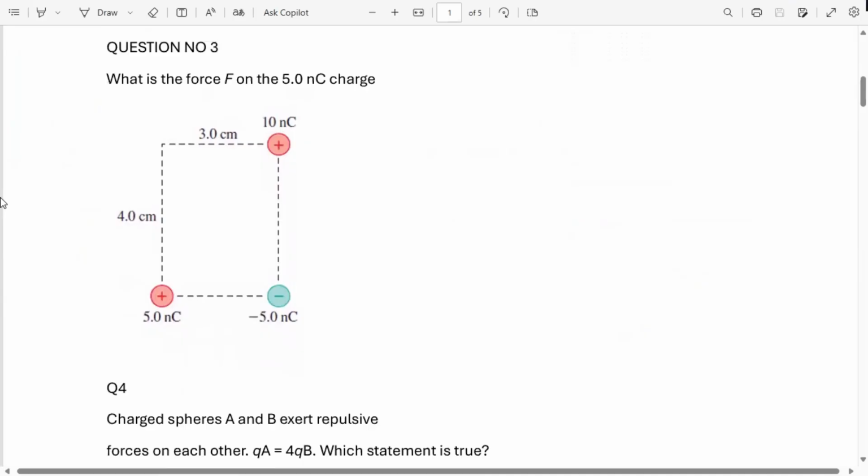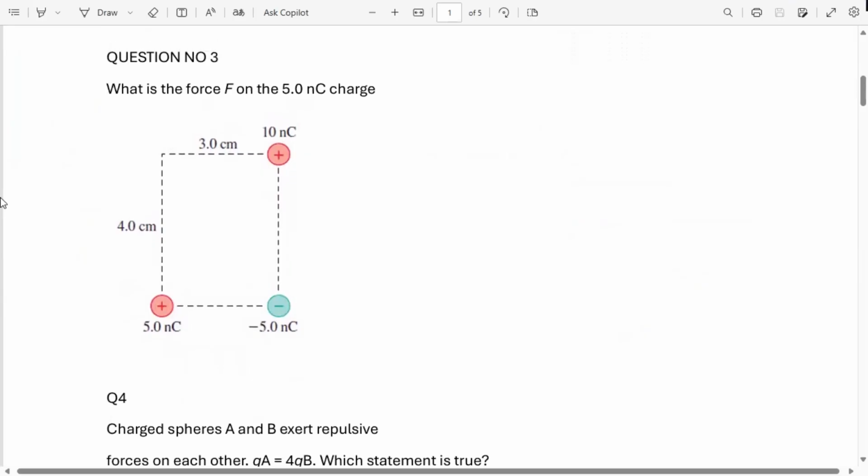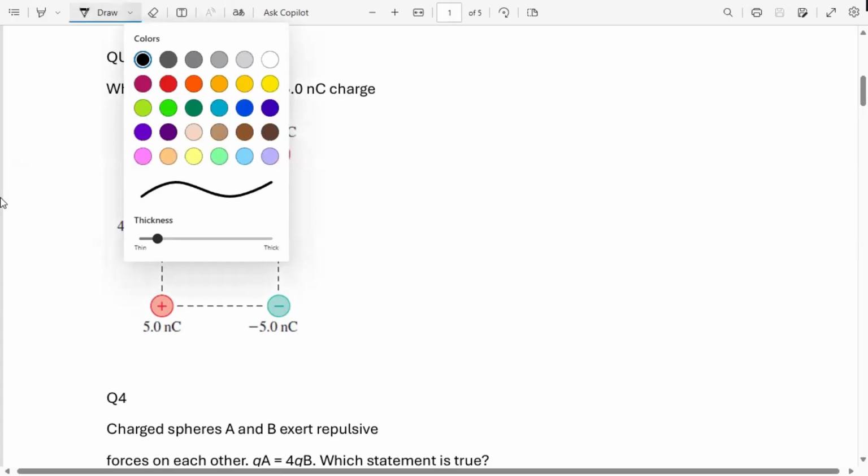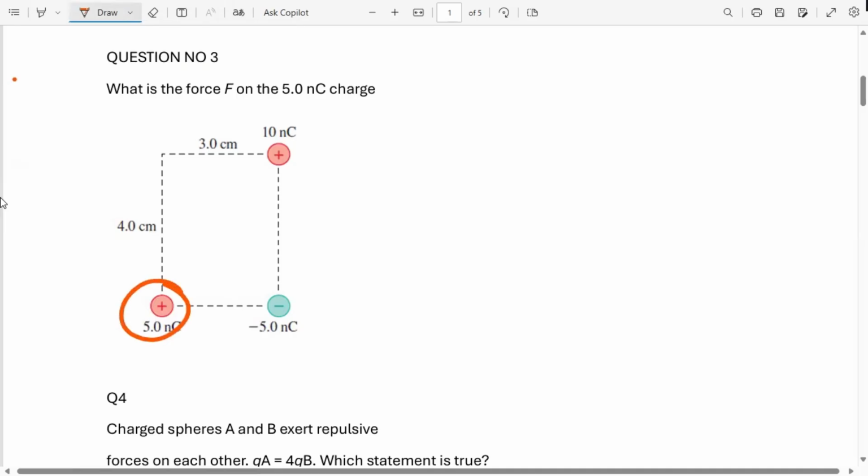So question 3 is saying what is the force F, which is the electrostatic force on the 5.0 nanocoulomb charge? What is the net electrostatic force on the 5.0 nanocoulomb charge? So this is now the superimposed charges, where we are following the principle of superposition, because we have multiple charges which are exerting an electrostatic force on a particular charge. They want us to find the force F on the 5 nanocoulomb charge. Where is the 5 nanocoulomb charge? It is the one that we have here at that point.